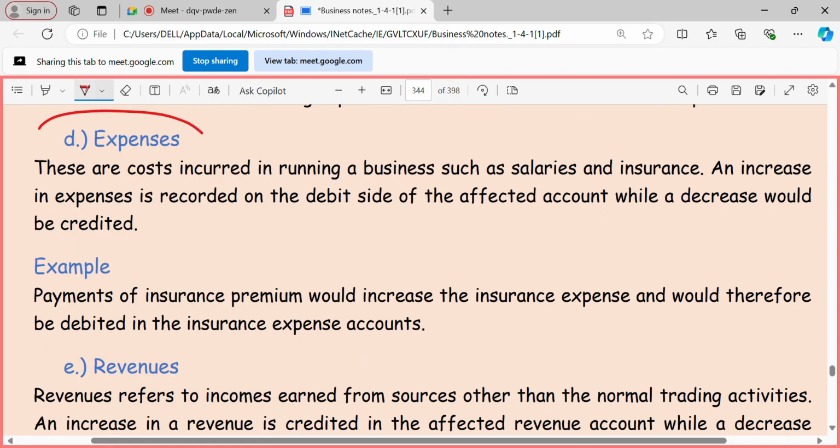Okay, that is capital. Let's say that an increase in capital would be recorded on the credit side of the capital account, while a decrease in capital would be recorded on the debit side.